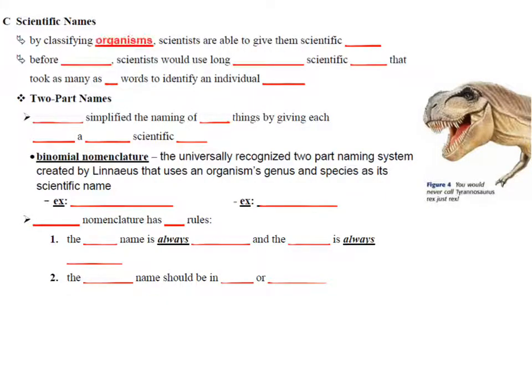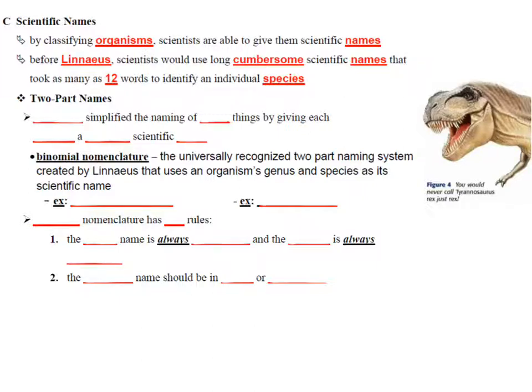All right, now, by classifying organisms, scientists are able to give them scientific names. Before Linnaeus, scientists would use very long, cumbersome scientific names that took as many as 12 words to identify an individual species, and they were very cumbersome, difficult to remember. They were not universally recognized throughout the world.